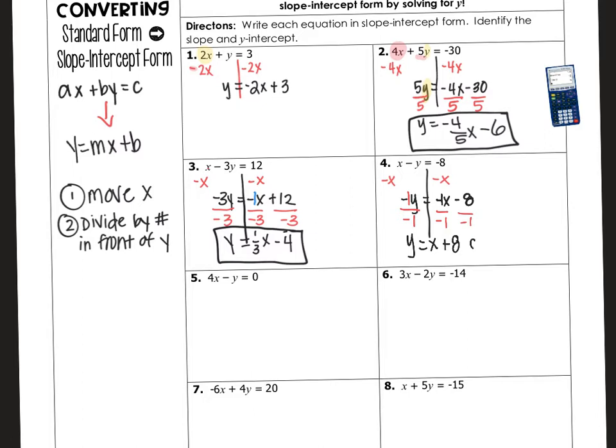So you could write it as y equals 1x plus 8, or y equals x plus 8. These are the exact same thing, just one has a 1 in front of the x and one is just the x.